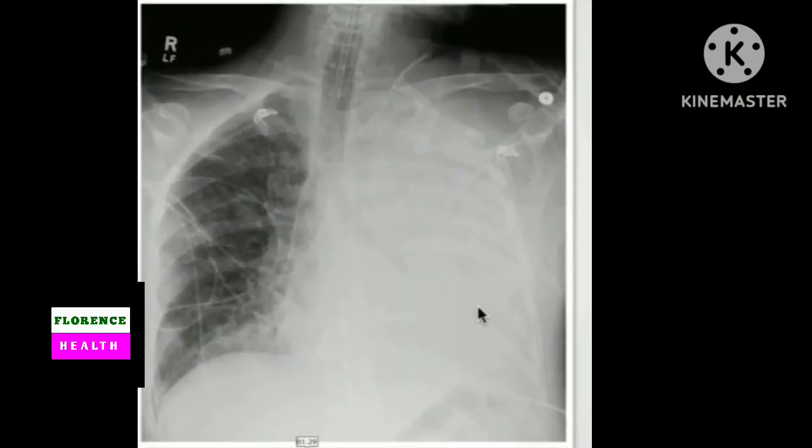In this case, the trachea is pushed to the right side by pleural effusion on the left side. In this case, the whole thing is due to push effect.